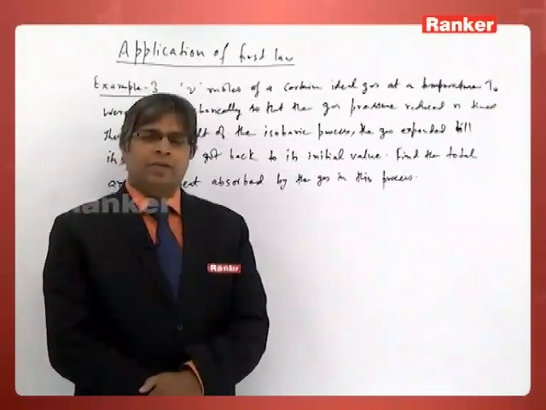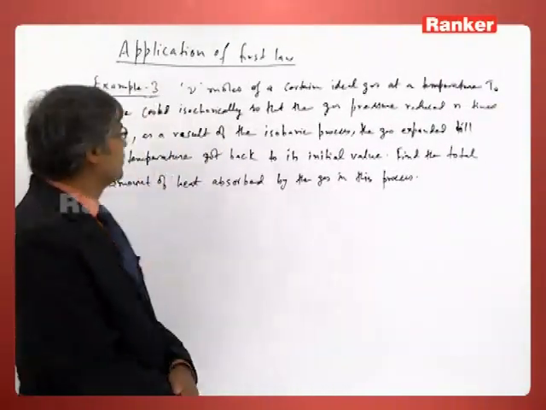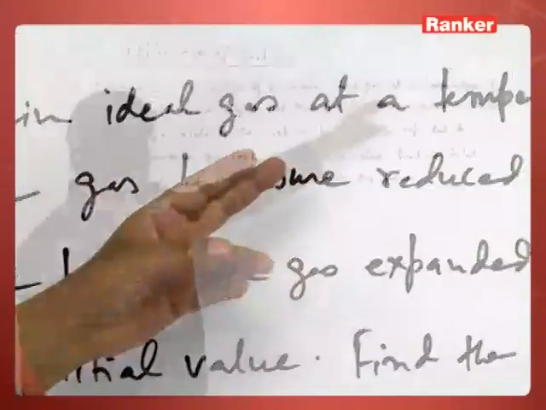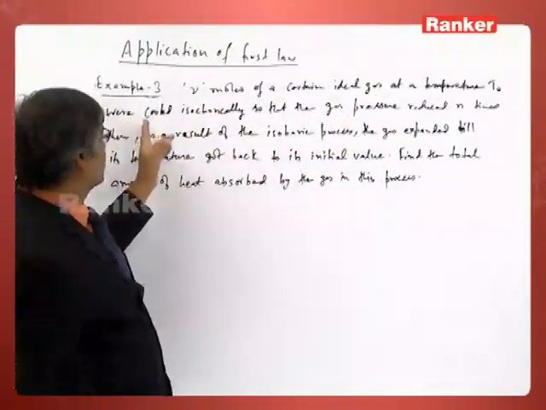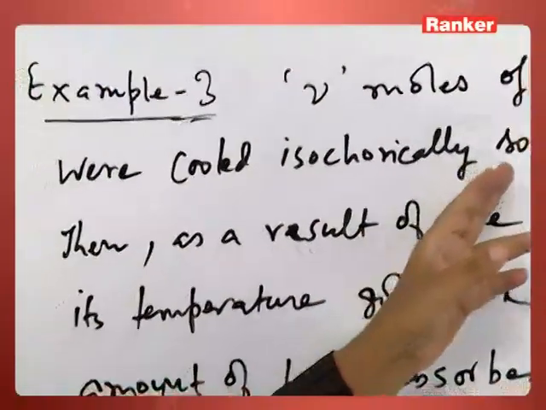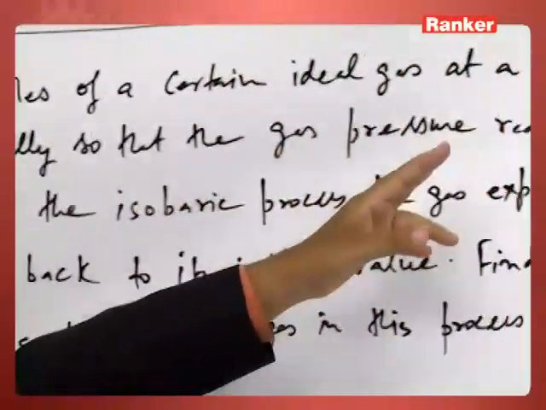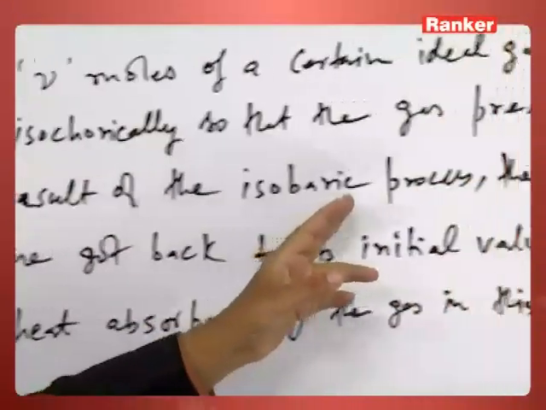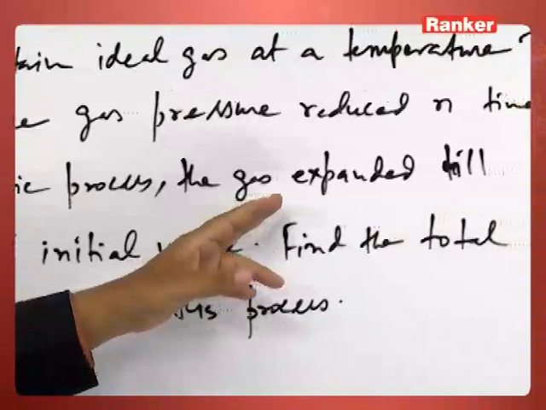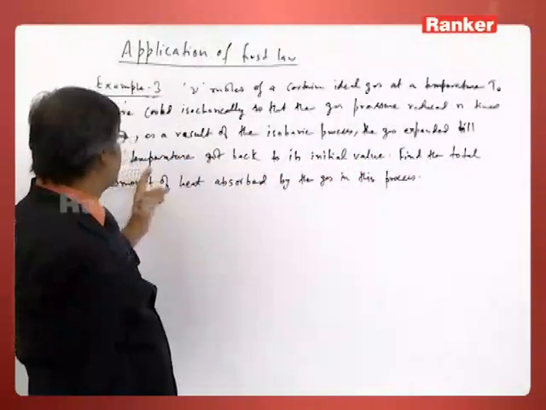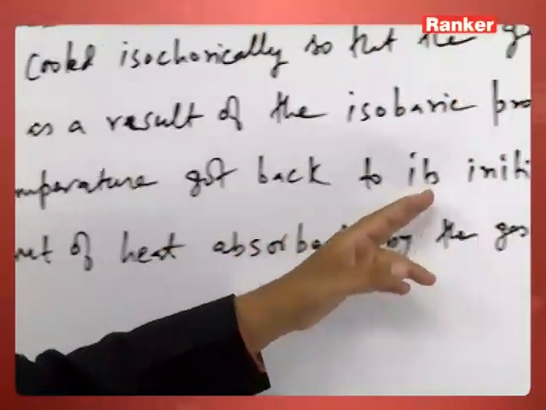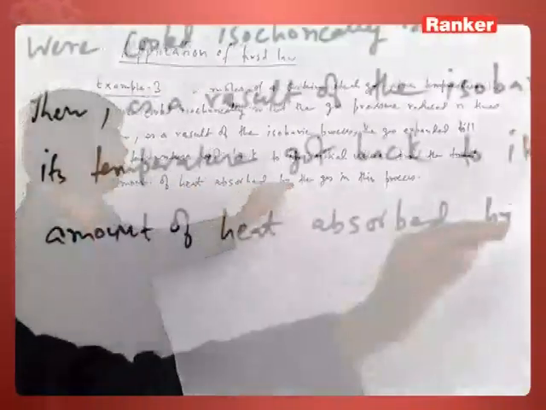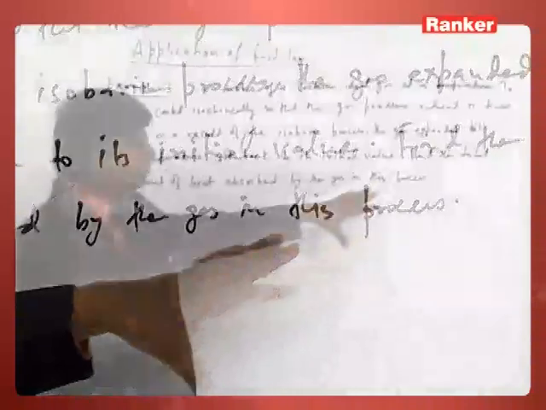Now let us take one more example. Nu moles of a certain ideal gas at a temperature T0 were cooled isochorically so that the gas pressure reduced n times. Then, as a result of an isobaric process, the gas expanded till its temperature got back to its initial value. Find the total amount of heat absorbed by the gas in the process.